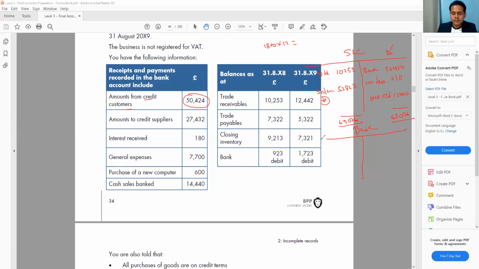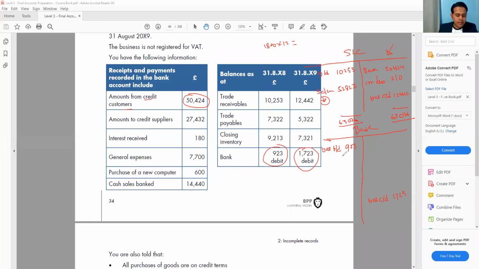On the other hand, the bank is all about the movement of money in the bank. So how much money do you have in the bank at the opening? You can see at the beginning of the period we have a bank balance of 923 pounds, balance b/d. After that, the closing balance, balance c/d, we have 1,723. And the question said from the bank, we'll find the loan repaid amount, how much loan we repaid. That will be our balancing amount.